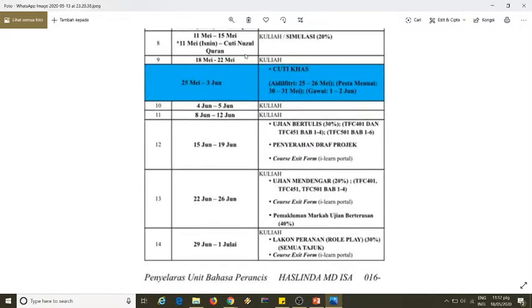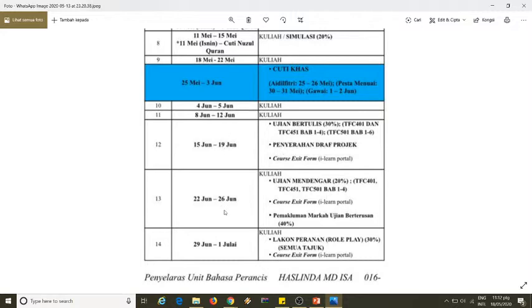Saya akan cuba habiskan semua dalam minggu ni, minggu lepas raya ni, supaya minggu terakhir tu kita just buat revision sahaja pada 8 hingga 12 Jun. Jadi 4 hingga 5 Jun kita akan cuba habiskan semua exercise dan simulation tu, settlekan semua. Kita boleh ulang kaji pada minggu terakhir ni.